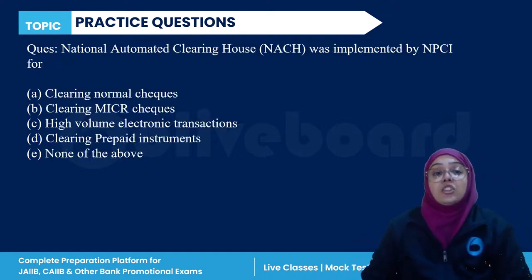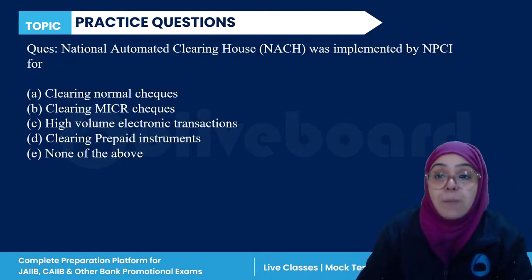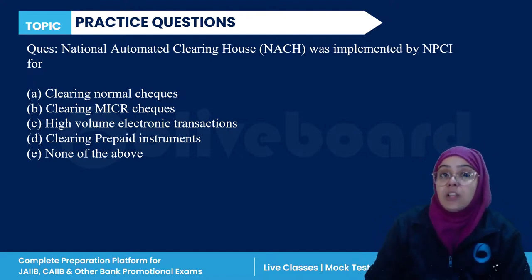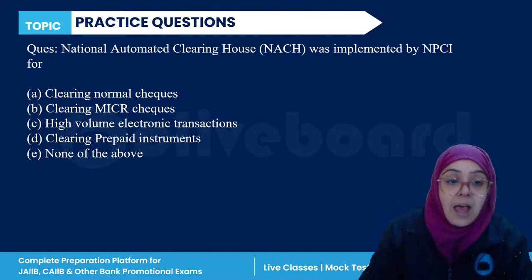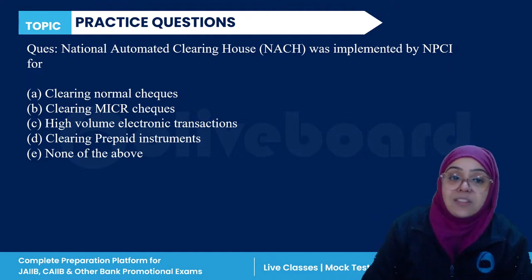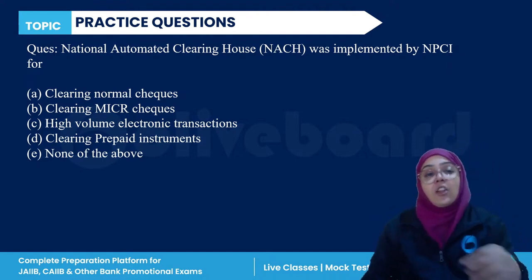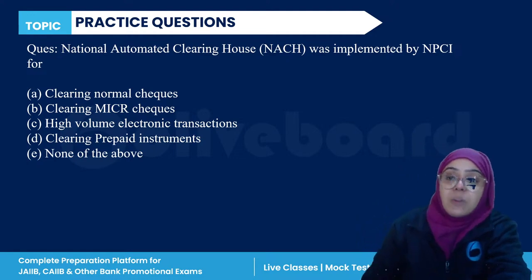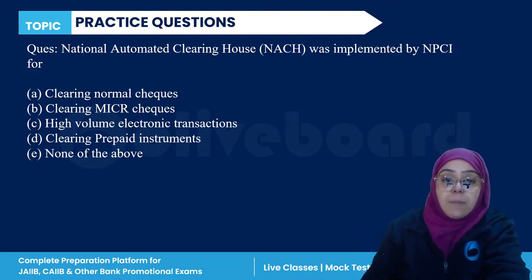Next question. National Automated Clearing House was implemented by National Payments Corporation of India for what? Clearing normal cheque, clearing MICR cheque, high volume electronic transactions, clearing prepaid instruments, or none of the above. NACH, National Automated Clearing House, was implemented by National Payments Corporation of India for which of the following purposes?